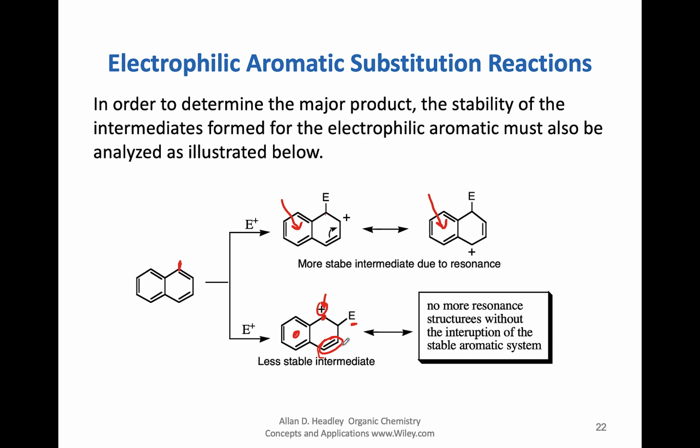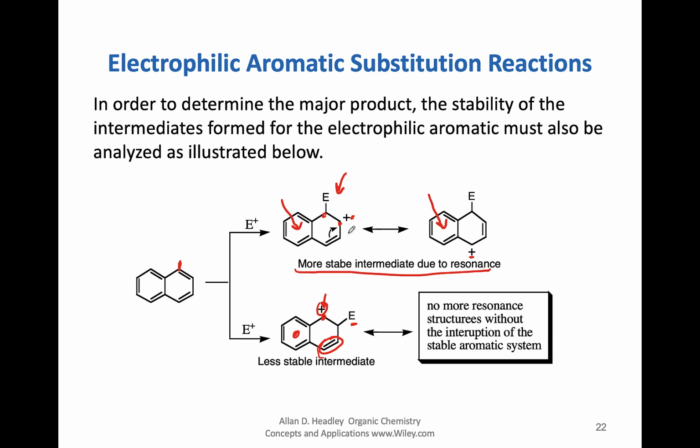This double bond over here cannot be used to delocalize this positive charge. Up here, putting the electrophile here means the positive charge is here, so these electrons can be used to delocalize this positive charge over to here. So this is more stable. So putting the substituent in the alpha position generates a more stable intermediate.